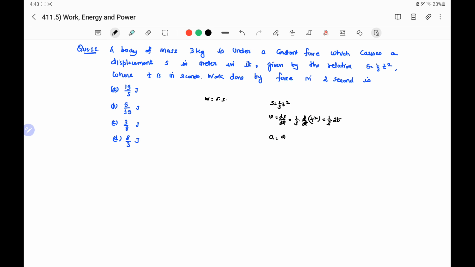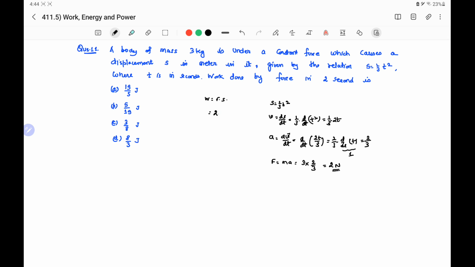Similarly, acceleration is rate of change of velocity. So it can be written as differential of 2t by 3, or it is equal to 2 by 3 into differential of t, and it will be simply 2 by 3 because differential of t is 1. Hence we have acceleration, therefore force will be equal to mass into acceleration, and mass is given 3 kg, 3 into 2 by 3, so it will be 2 Newton is the force.